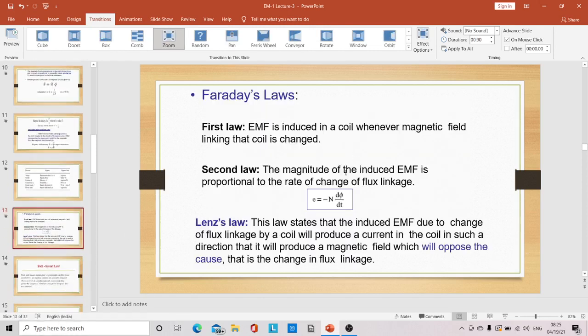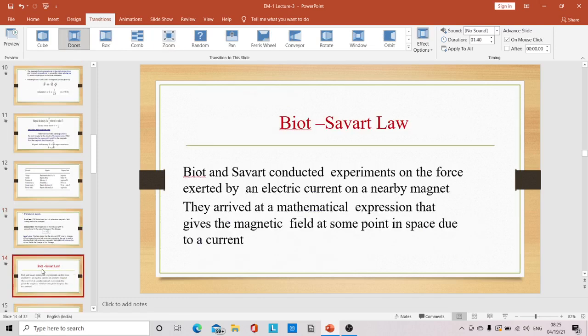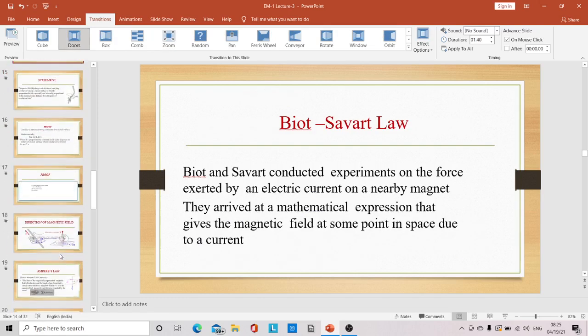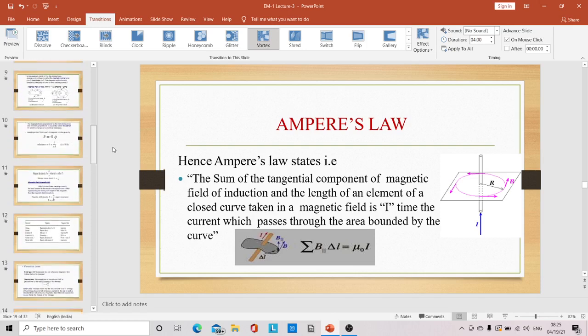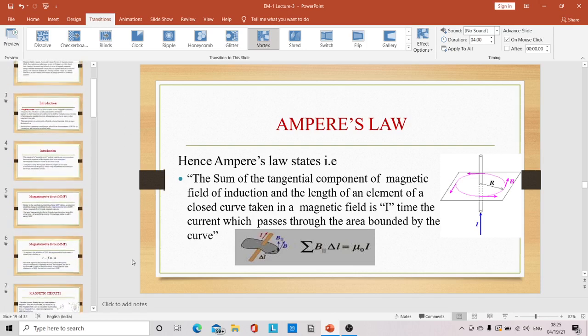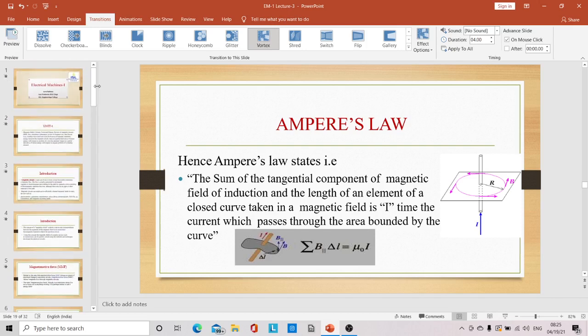Faraday's law, first law, second law, Lenz's law, Biot-Savart's law, Ampere's law. This can be asked for short questions. Define or give the statement of Ampere's law, or Biot-Savart's law, or Faraday's law, Lenz's law. If it comes for a long question, you have to write the entire theory related to that law, and you have to write some introduction part also.